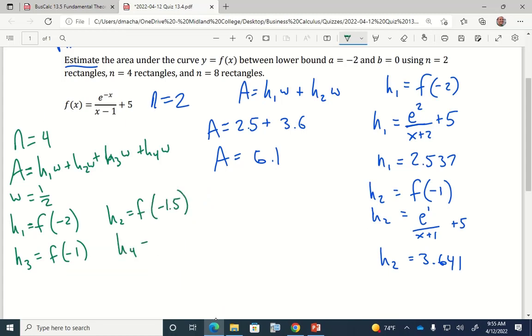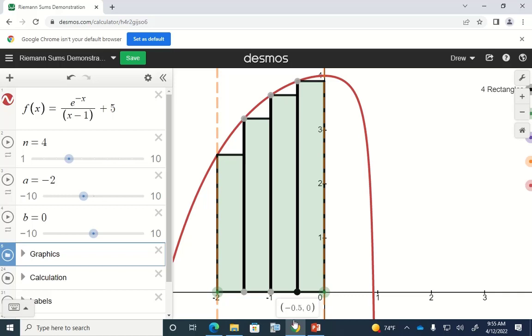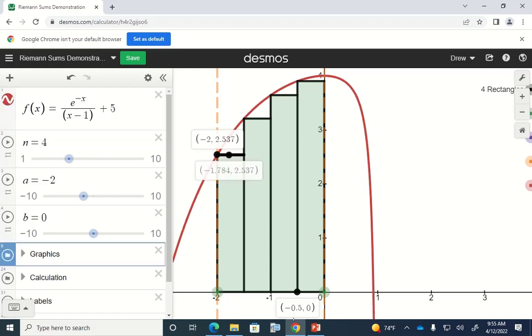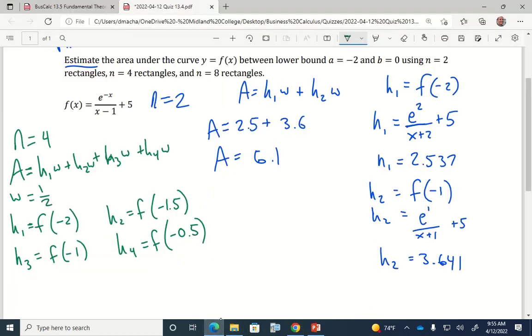And then for the fourth one, the left side of the fourth rectangle falls at x equals -1/2, right here. Then when you actually plug those values, -2, -1.5, -1, -1/2, into your function, it's basically where this red curve is. You should get the same 2 values we got before, and then 2 new values for the second and fourth rectangles.